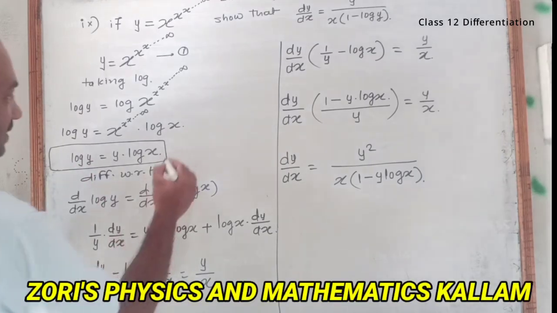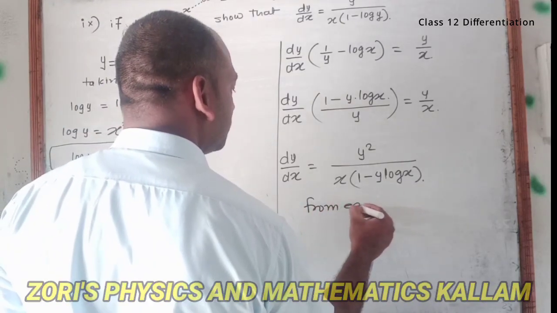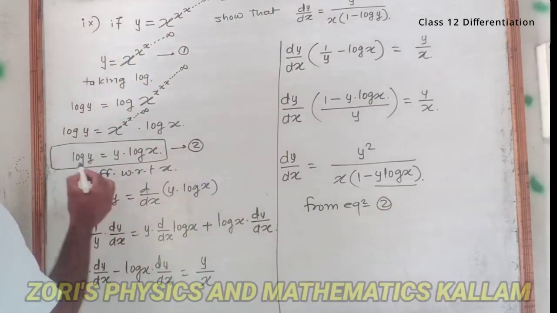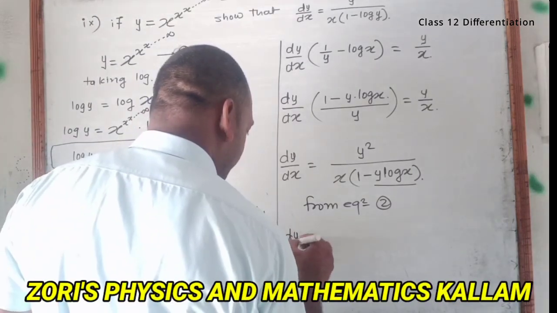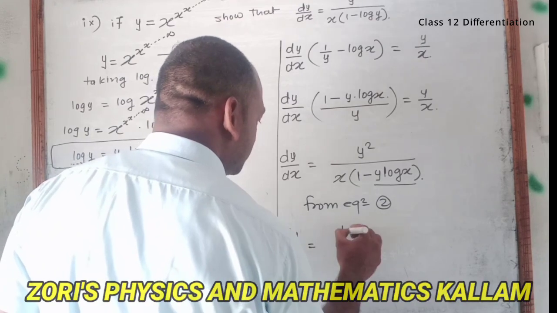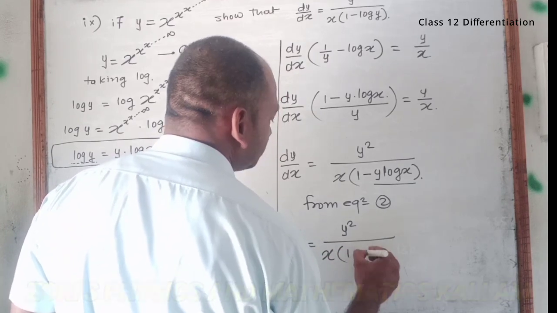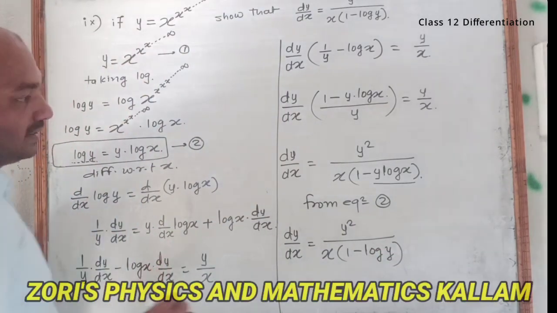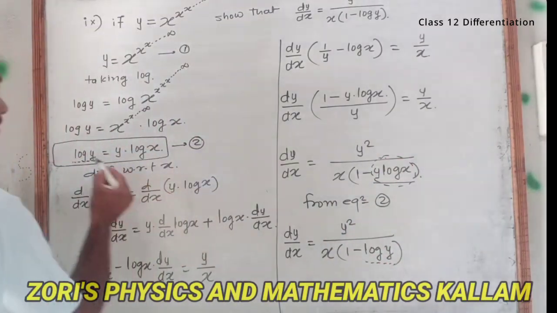So from this, we say this is equation 2. From equation 2, remember this part y log x can be substituted as log y. So finally dy/dx is equal to y square upon x in bracket 1 minus log y. Once more, this part is substituted like this from equation 1. So hence we prove this.